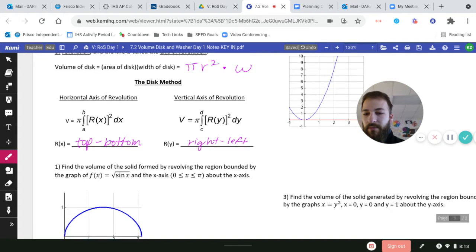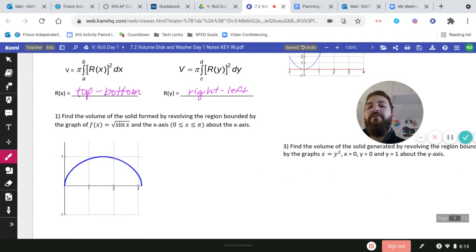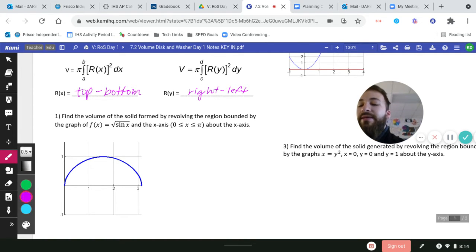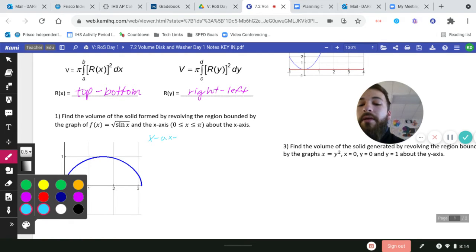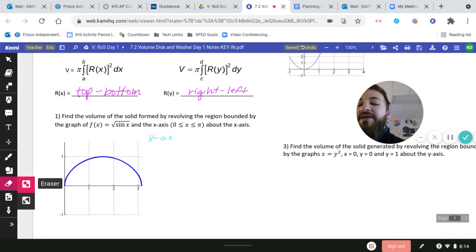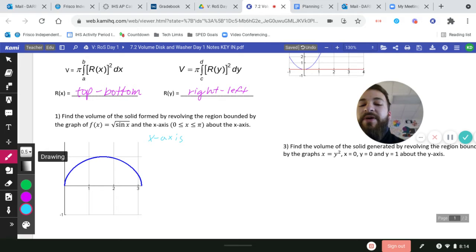So number 1, we want to find the volume of the solid formed by revolving the region bounded by the graph of f of x equals square root of sine x and the x-axis about the x-axis. Okay, so one thing I want to point out to you is all the ones we're going to be doing today, we're revolving around the x or y axis. The x-axis, its equation is y equals 0. Y-axis, its equation is x equals 0.